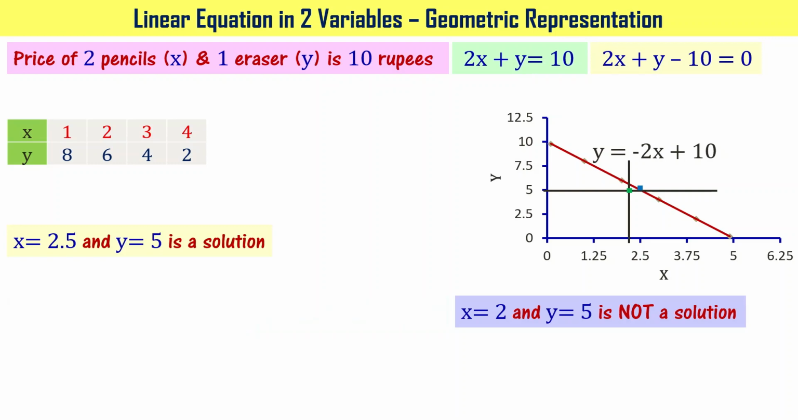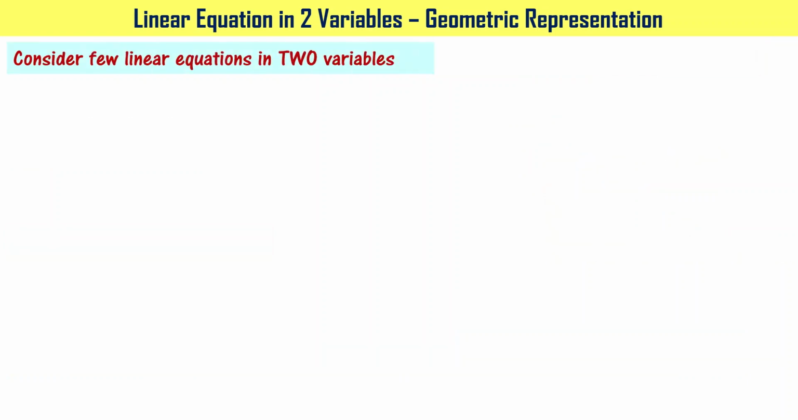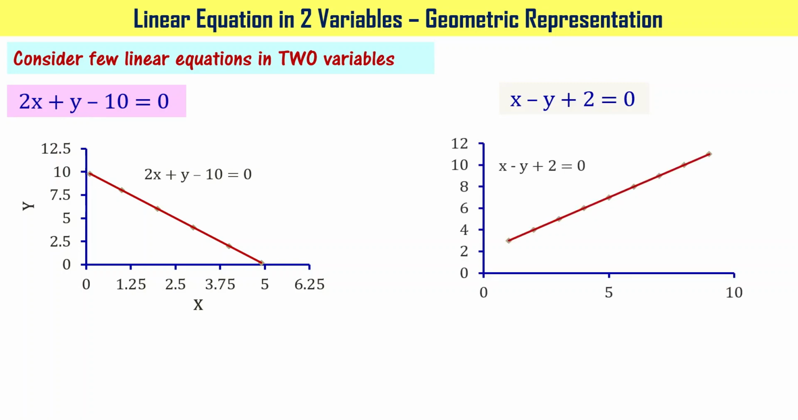The point we have to note here is X and Y corresponding to a point on line 2x plus y minus 10 equal to 0 is a solution to the equation. Please note this. Let's consider few linear equations in two variables. 2x plus y minus 10 equal to 0. When you plot that, you get a figure like this. X minus y plus 2 equal to 0 is another linear equation in two variables. When you plot it, you get a figure like this.